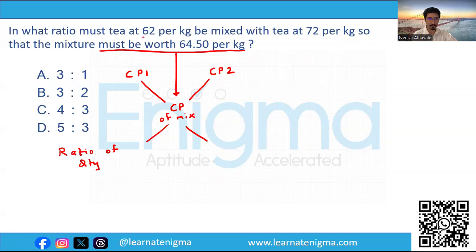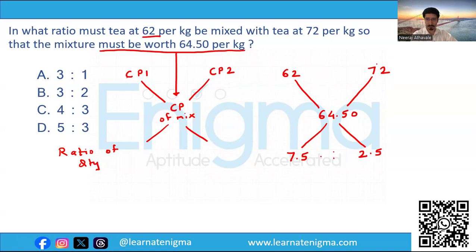The first cost price mentioned is 62, so we have here 62. The second cost price mentioned is 72. The cost price of the mixture is 64.50. Okay. Now we can cross subtract. So 72 minus 64.50 gives us 7.5, and 64.50 minus 62 gives us 2.5.